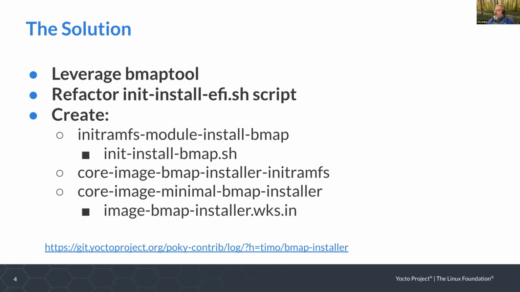I basically reused the initramfs-module-efi shell script, which is part of the initramfs framework. So I had to create a new initramfs module with that script in it, and then a new initramfs image with that module in it. Then I needed a recipe to wrap the image that was being installed, and that needed a WIC file. The code is all up on PocketContrib. There are 3 commits there.